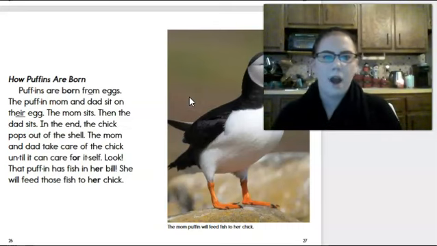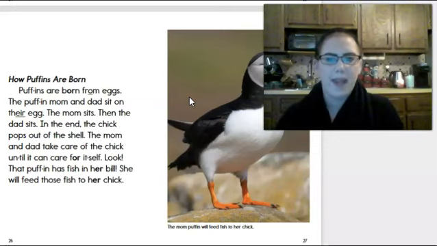How puffins are born. Puffins are born from eggs. The puffin mom and dad sit on their egg. The mom sits, then the dad sits. In the end, the chick pops out of the shell. The mom and dad take care of the chick until it can take care for itself.